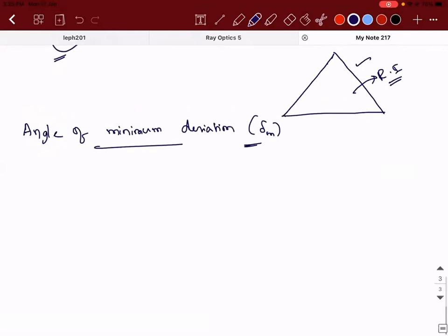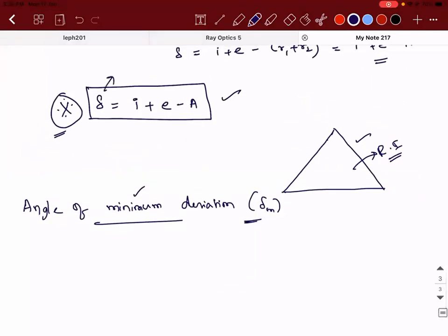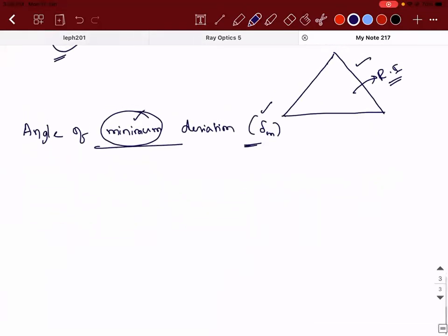So the name suggests something. There are two things that I suggested. So what is this delta? Delta is the angle of deviation. But delta M is the angle of minimum deviation. There is a prefix added to the deviation called minimum. So what do I mean by that? I need to have clarity of what it means.